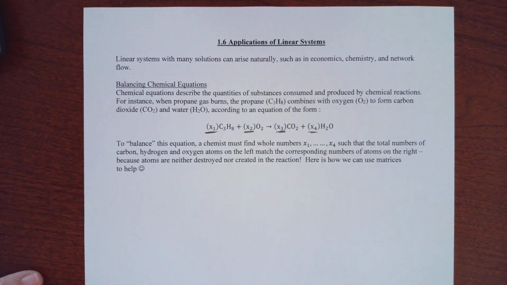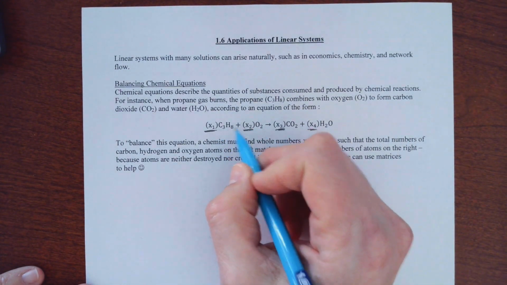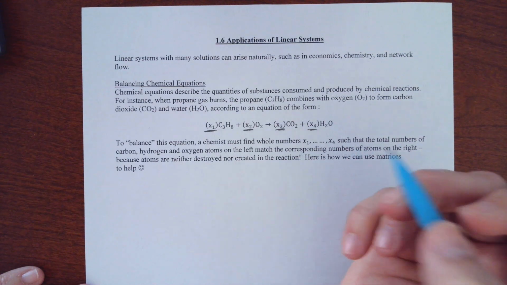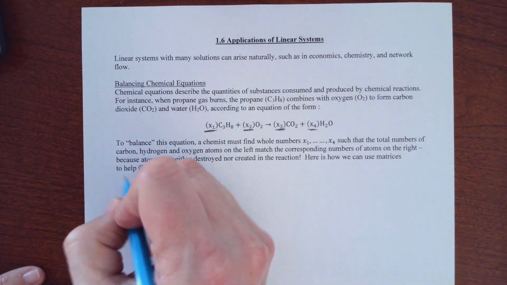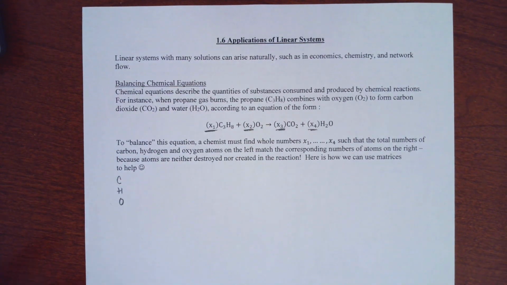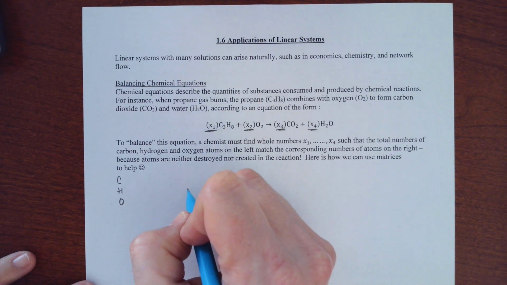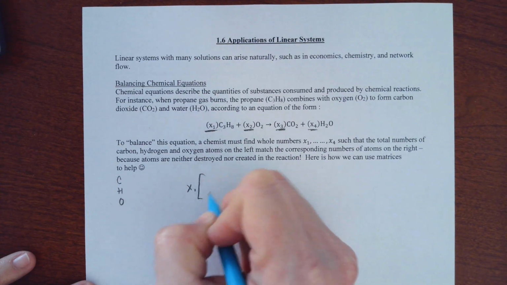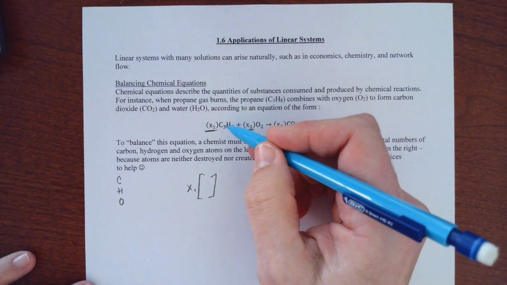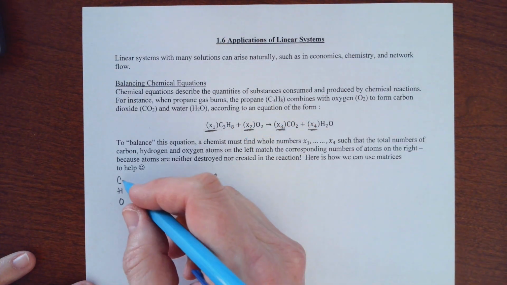First you have to organize your items. We've got carbon, hydrogen, and oxygen, so we're going to put our matrices in order like this: carbon, hydrogen, and oxygen. I'm going to write this equation in that way. So I have x1 multiplied by 3 carbons, 8 hydrogens, and no oxygen. So that'll be the matrix 3, 8, 0.